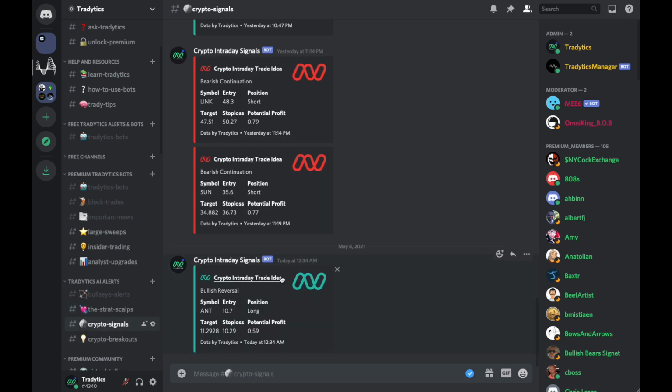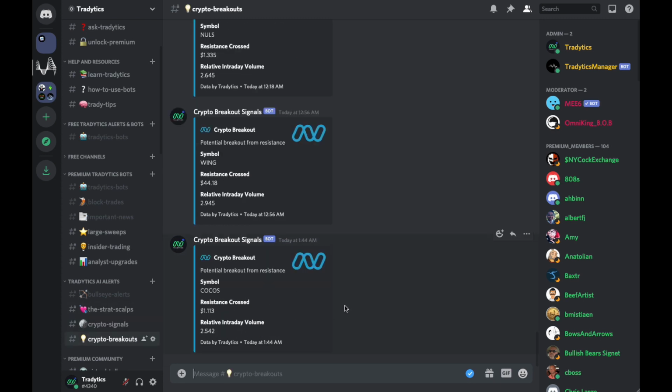Then we have the crypto signals. This is something that we added today, where you're going to get these intraday or slightly swing trades. The expectation is that these are going to pan out within 1 day or maybe 2 days, but mostly these are intraday. Similar to scalps, you're going to get the cryptocurrency, the entry, the position, the target, the stop loss, and then the potential profits. So this is a really good one. Let's see if this pans out or not.